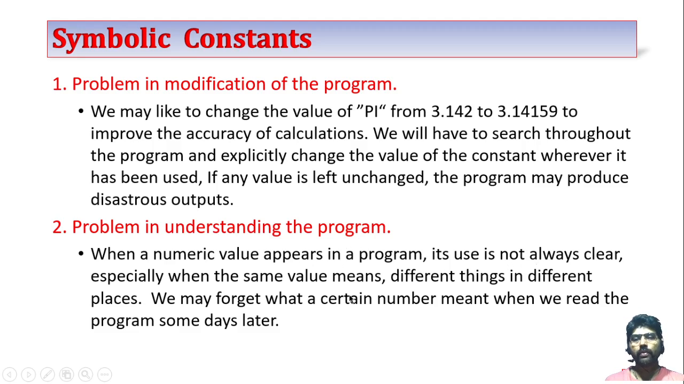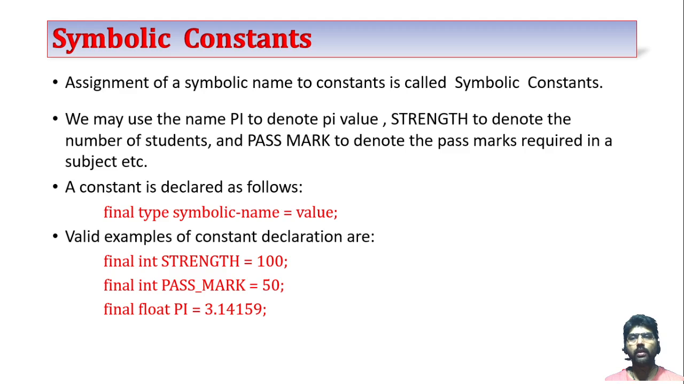So what do we have to do? We have to use the symbolic constant. What is the symbolic constant? An assignment of a symbolic name to a constant is called a symbolic constant. Instead of using some literal constant, we give some symbolic name to it. It is called a symbolic constant.